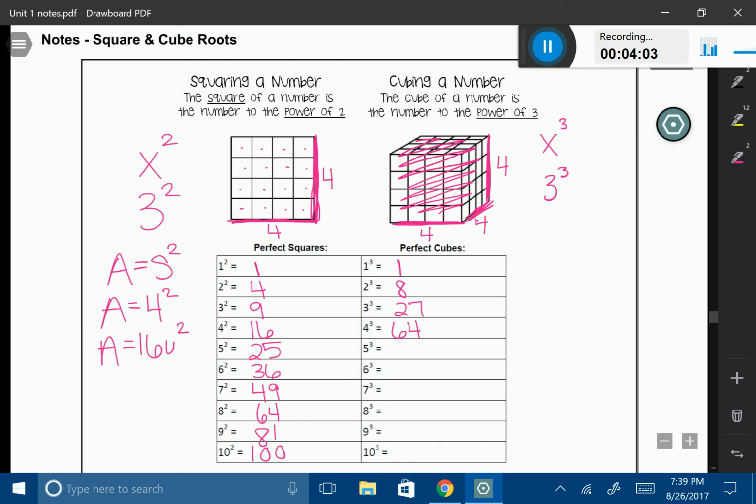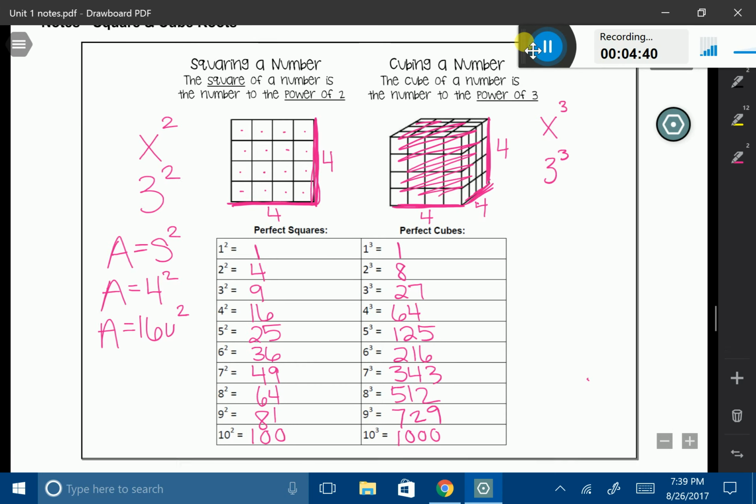I find that it starts getting a little tricky here at 5. So 5 cubed is going to be 5 times 5 times 5, which is 125. 6 cubed is going to be 6 times 6 times 6, which is going to be 216. 7 cubed is going to be 343. 8 cubed is going to be 512. 9 cubed is going to be 729. And my favorite one, 10 cubed, is going to be 1,000. So those are the perfect squares and cubes that we're probably going to be using a lot this year. All right, moving on.